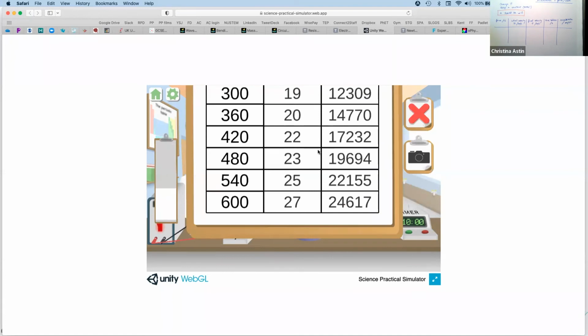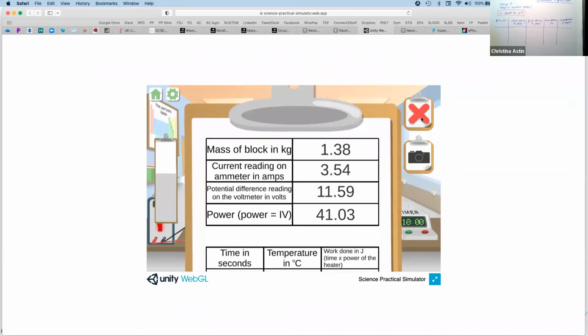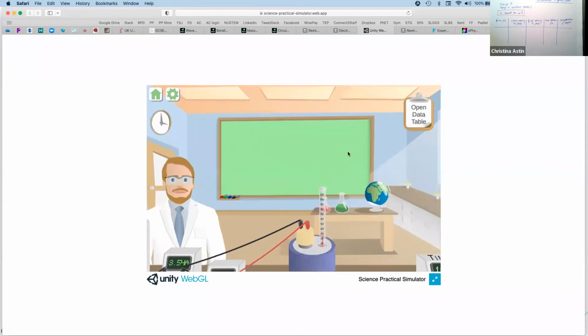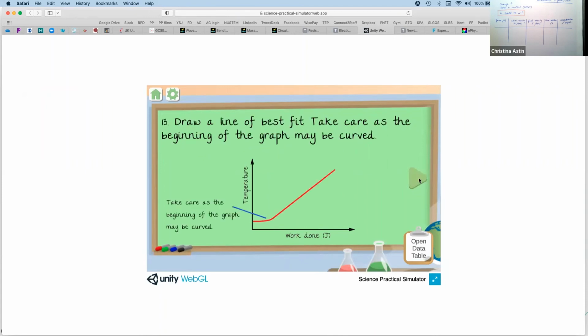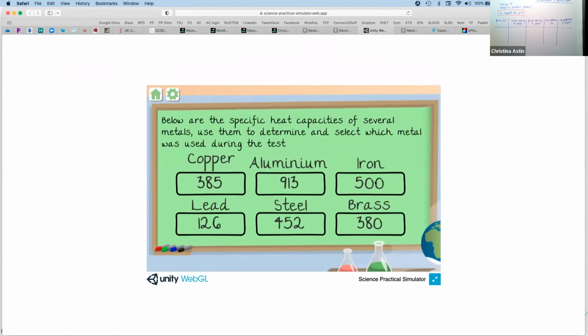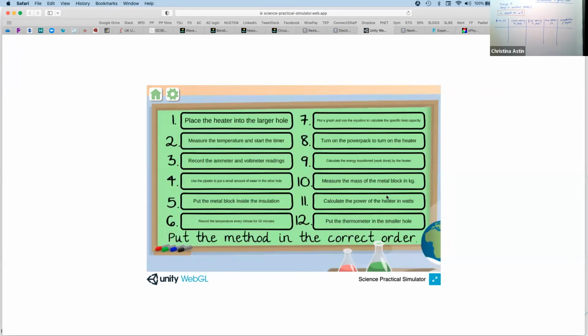Calculate the power of the heater. It's doing this all for me on the data table, but obviously you might want your students to do that. And then we zoom into the theory bit, plot a graph, looks like that, calculate the gradient. There's all the stuff. Let's just guess what it was. Oh no, it was wrong. And then here's the activity for the students to do. They have to drag and drop these into the right order, and then they're done. Once they've got it in the right order, it tells them that they're right. But I haven't got time to do that now.